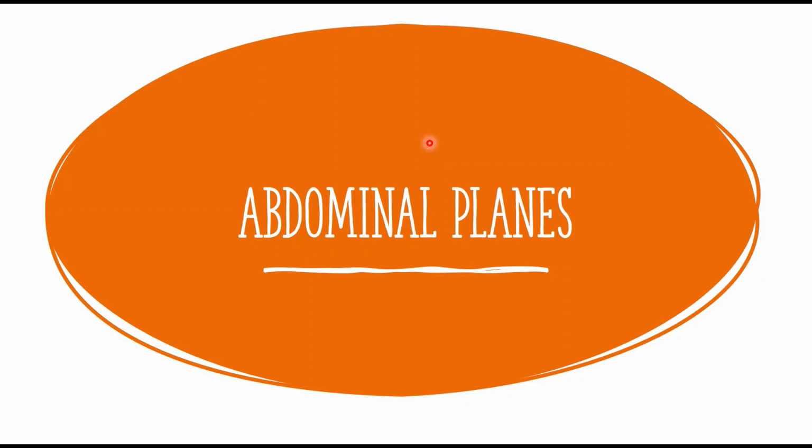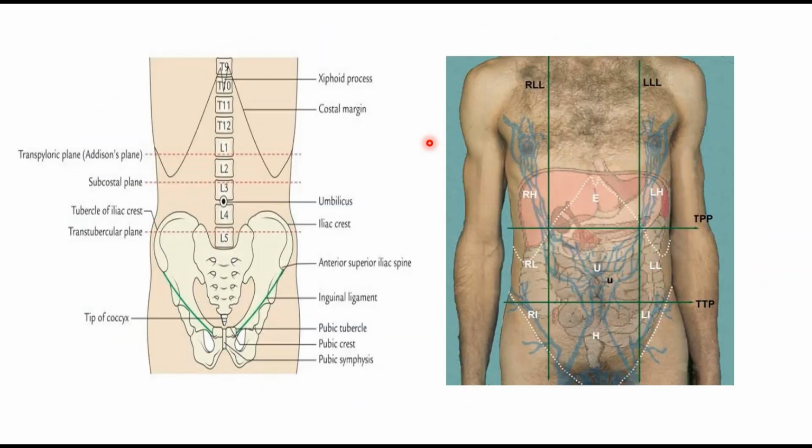Moving on to abdominal planes. These planes help us to divide the abdomen into 9 quadrants, which you can see: 1, 2, 3, 4, 5, 6, 7, 8, 9. Each quadrant has its own clinical significance. The location of organs, abdominal viscera, can be identified, and any pain or any disturbance which you can localize to a particular area gives us a clue to identify the viscera which is being affected.